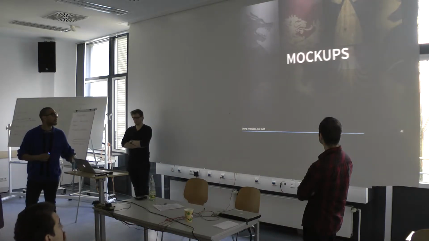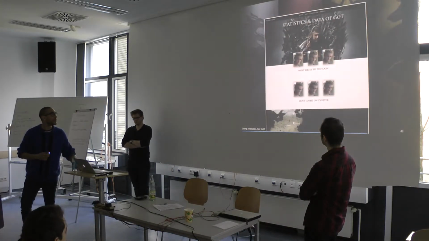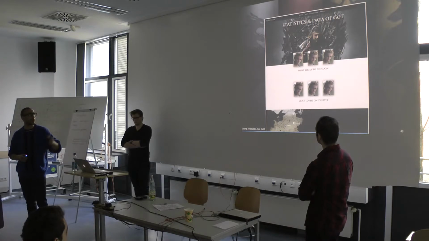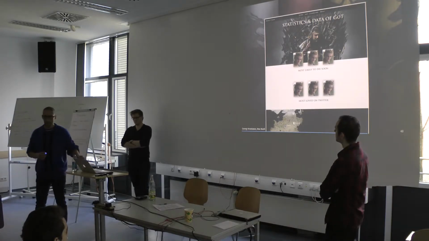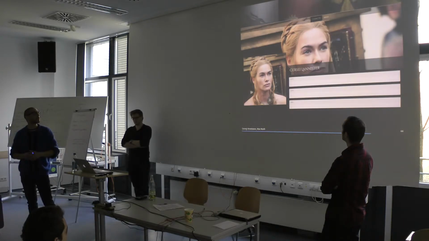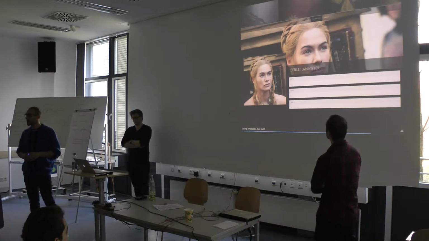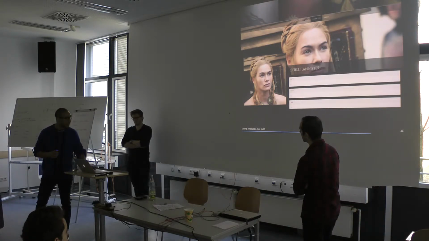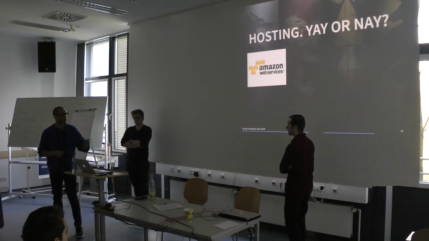And now on to some preliminary mockups. So this is how our homepage is going to look like, with the most likely to die soon, most loved on Twitter, and the map on the bottom. And after this, this is also a preliminary mockup for the character page. We have the image and some info, and then the PLOD and the map. And now on to the hosting with Yasha.